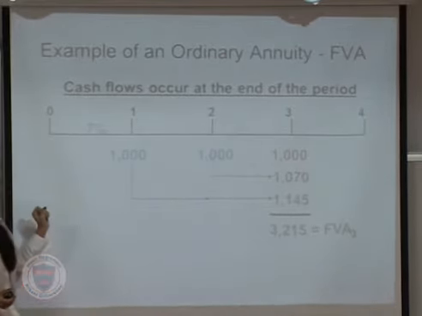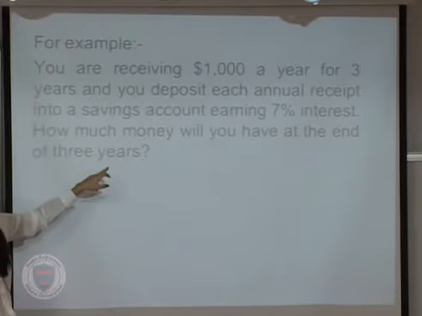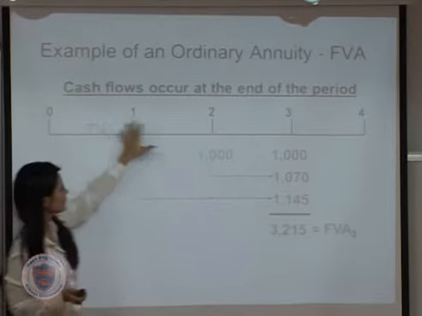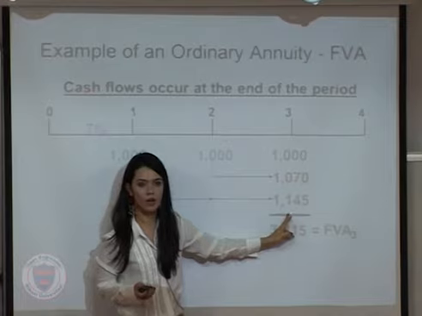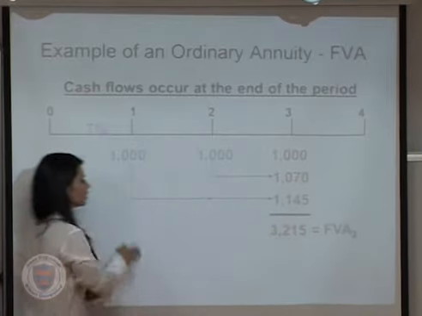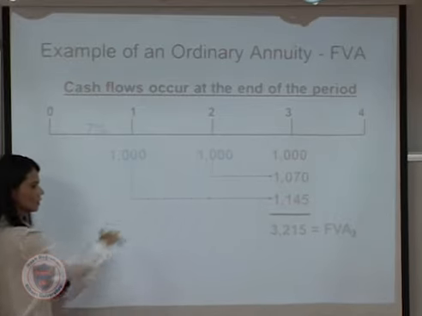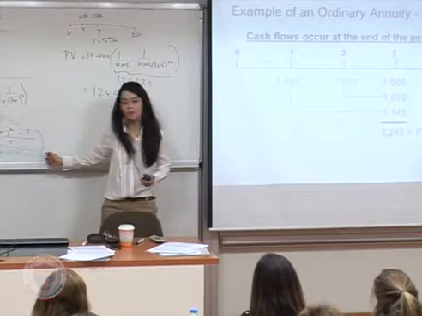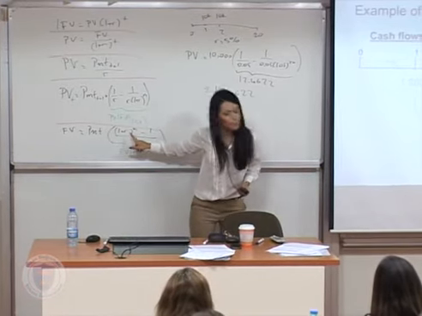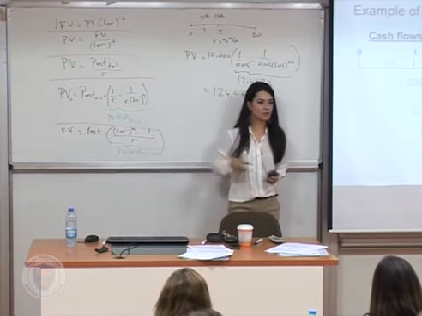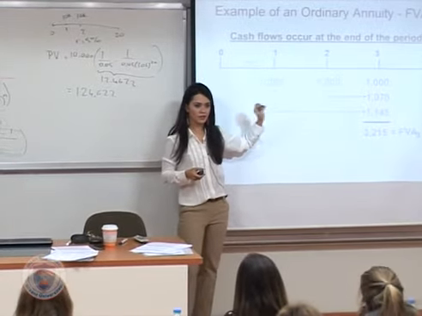And the question asks you what? How much money will you have at the end of 3 years? So it says 1 year, 2 years, 3 years. At the end of 3 years, how much money am I going to have? You can calculate the future value of the annuity individually or using this formula. You have $1,000 payments with a 7% interest rate, and you have 3 payments. So the future value will be $3,215. There's nothing new here.